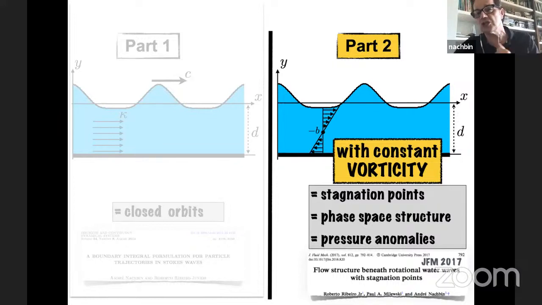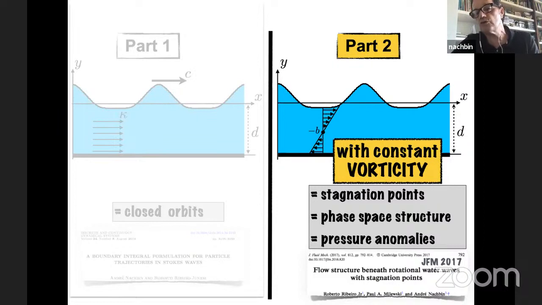And we have stagnation points, which are unique points that, with vorticity, travel with the same speed as the wave. And therefore, in the moving frame, it's a stagnation point. It doesn't move. It's like a critical point in the phase portrait. And people proved the existence of these points in this case and so on. It was not clear exactly where to find them.